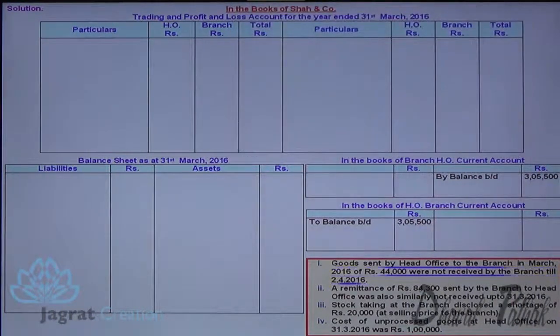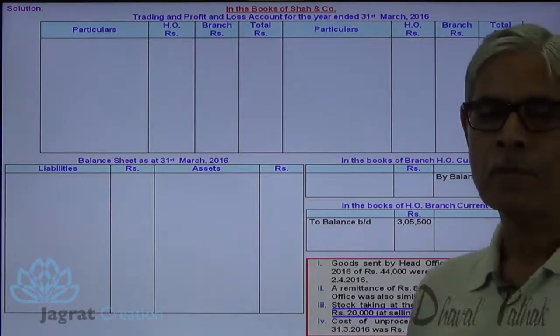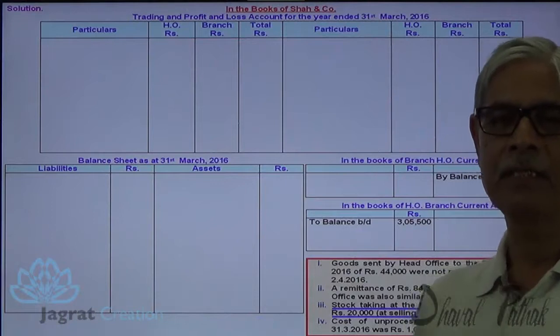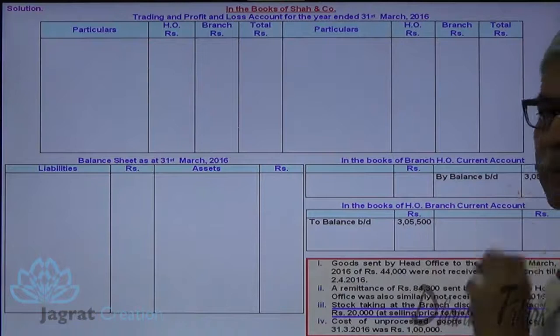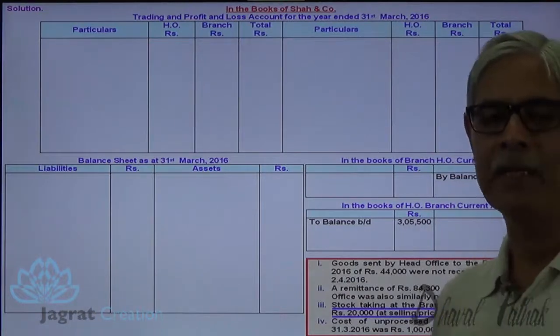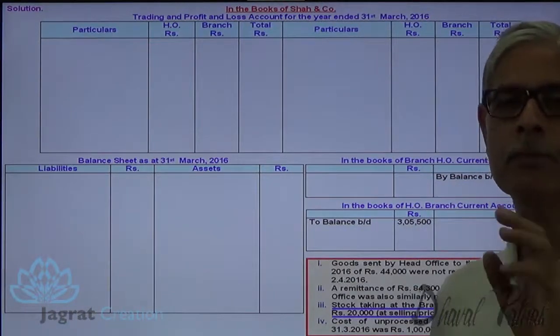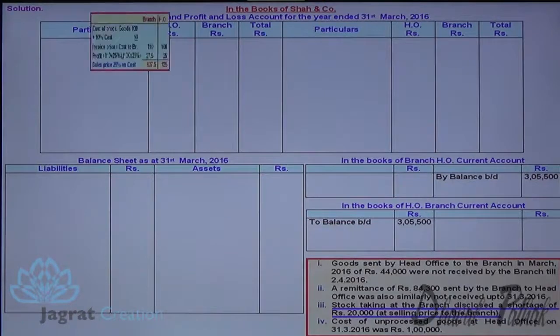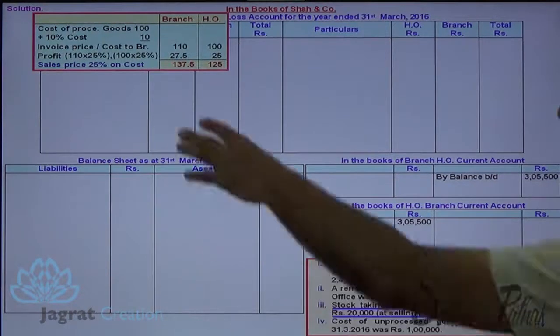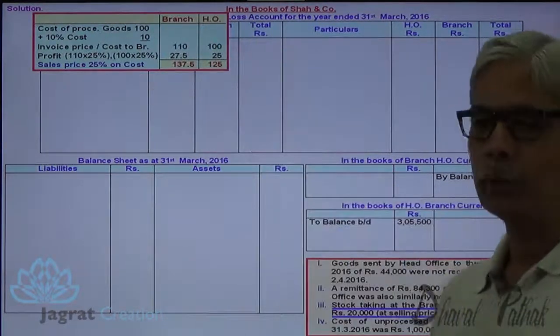Now, I take care of the third adjustment. Cash in transit, goods in transit, first two adjustments are taken care of. In light of that, these balances are amended and they are recorded appropriately in the respective accounts of each book. Stock taking at branch disclosed a shortage of 20,000. Now, this working note I have already explained to you.